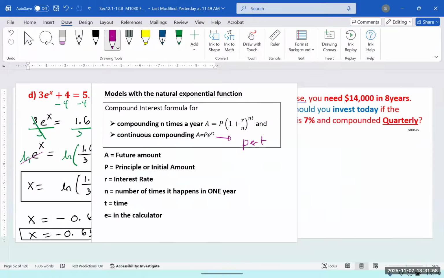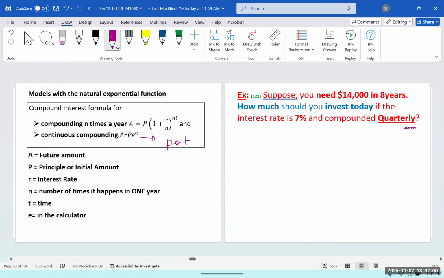Now let's see, where do you use it or how do you use it? Let's say for some reason you need $14,000 in 8 years. So you went to the bank and asked them how much money you need to invest today so that after 8 years, you can have $14,000. The bank said, well, I'm going to give you 7% interest rate. So how do you want to invest it?